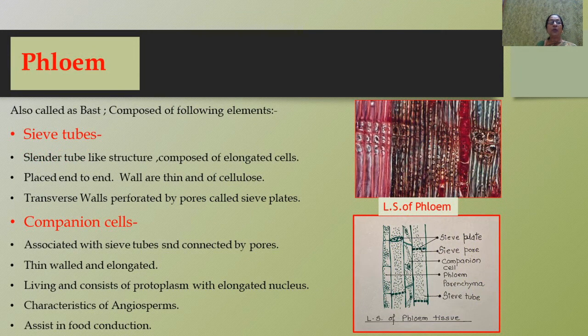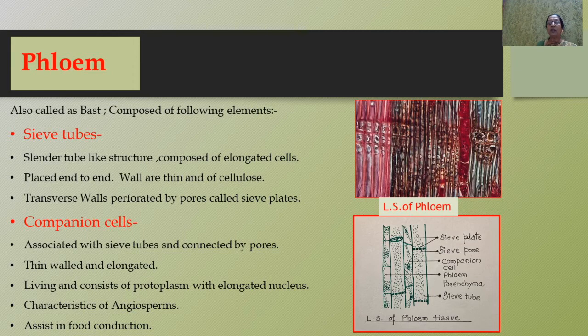Next tissue is the phloem, which is also called the bast. You can see in the figure the phloem tissue consists of sieve tubes, companion cells, phloem parenchyma and phloem fibers. Sieve tubes are tube-like structures composed of elongated cells which are also placed end to end. Their walls are thin, made up of cellulose. The transverse walls are perforated by pores, called sieve plates, and the pores are called sieve pores. So this is about the sieve tubes.